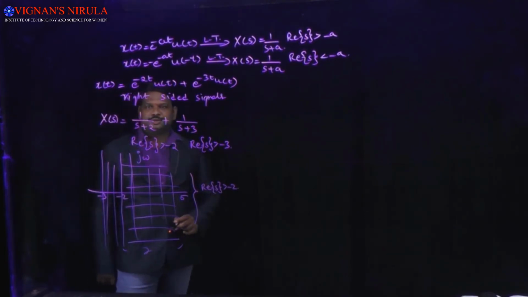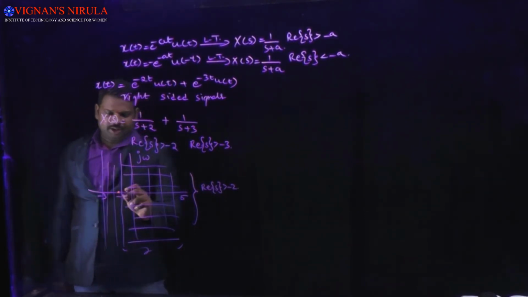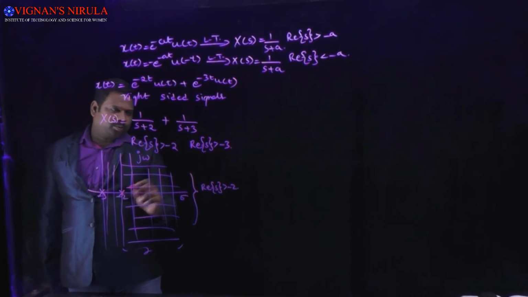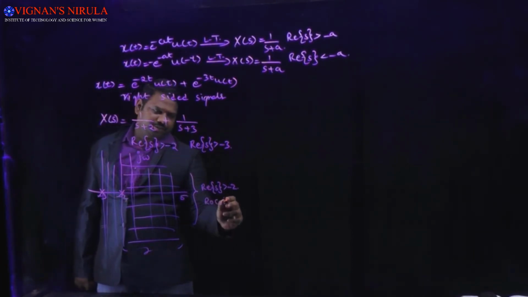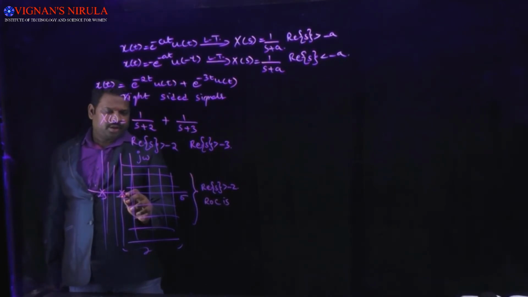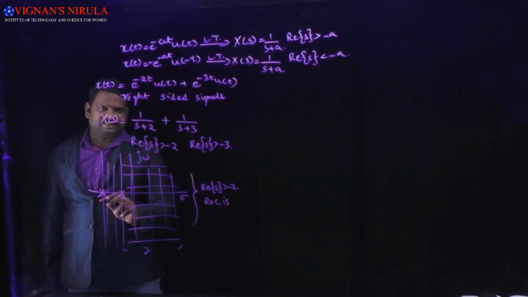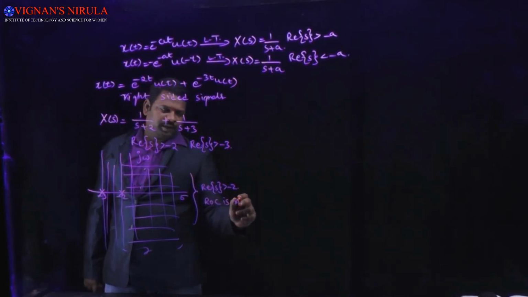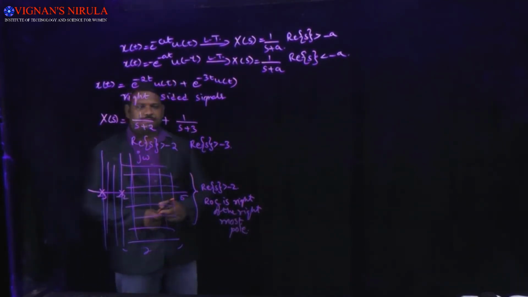Greater than minus 2. One pole is at minus 2, another pole is at minus 3. For a right-sided signal, the ROC is right of the rightmost pole. The two poles are at minus 3 and minus 2. Of these two poles, the right one is minus 2. Therefore, towards that right, we'll have the ROC. ROC is right of the rightmost pole.